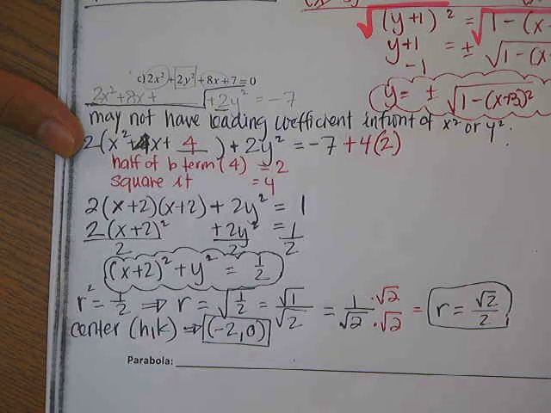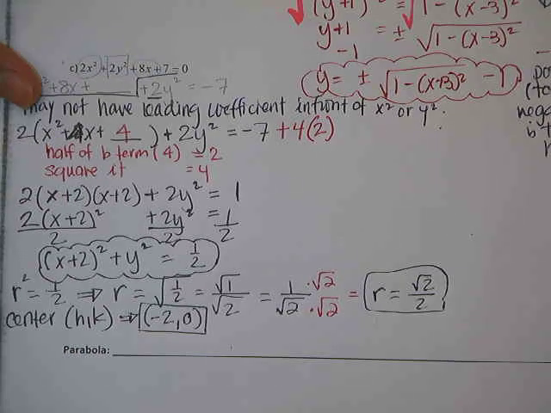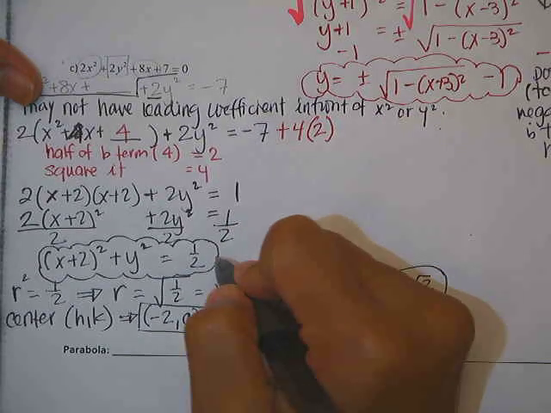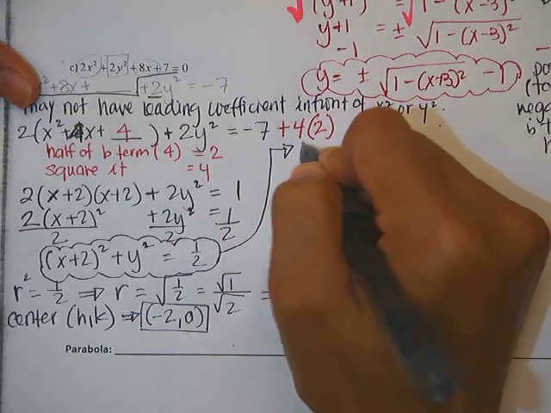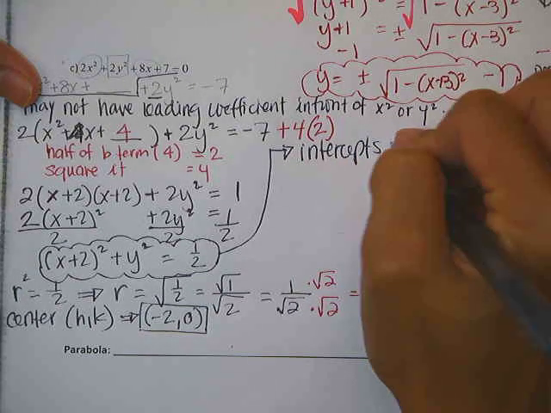Now earlier, when I was reading the directions, it says find the intercepts as well. That means x-intercept and y-intercept. And intercepts are easy to find. Let's move it up here. Intercepts. Let's find x first.